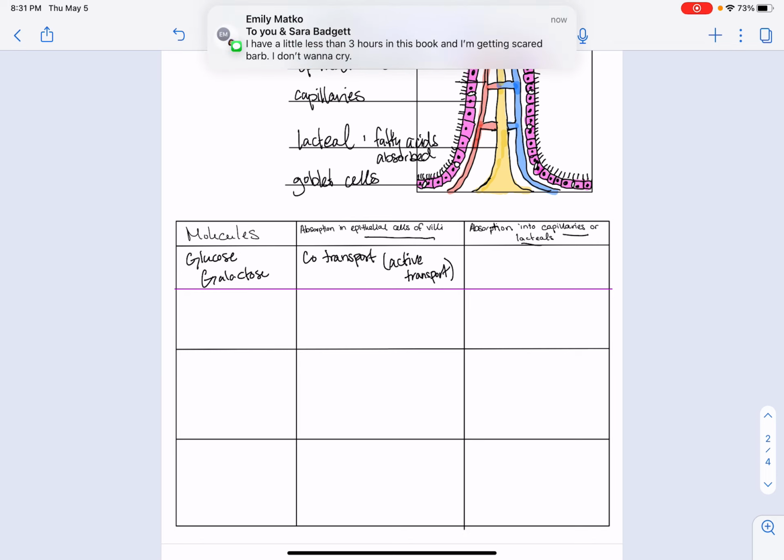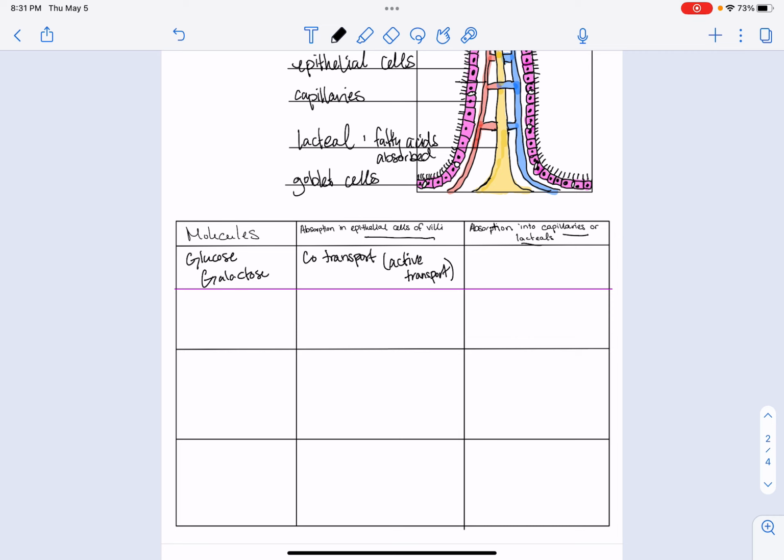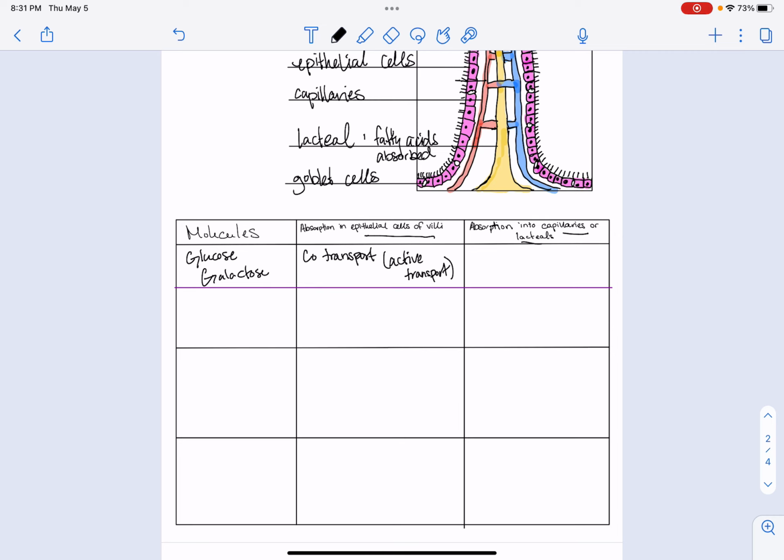And then they get absorbed into the capillaries or lacteals. Happens via facilitated diffusion. Okay? So active transport into the villi, like into the inside of the villi, to get into the capillaries, facilitated diffusion. Okay? Next, any other sugars?